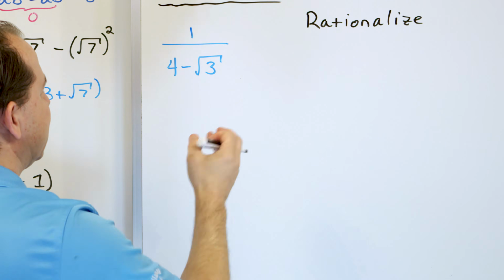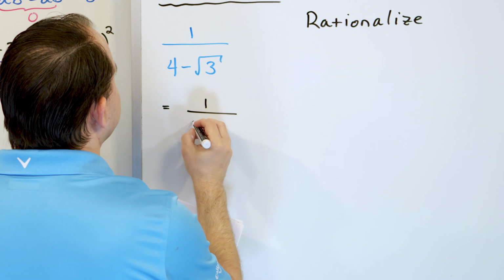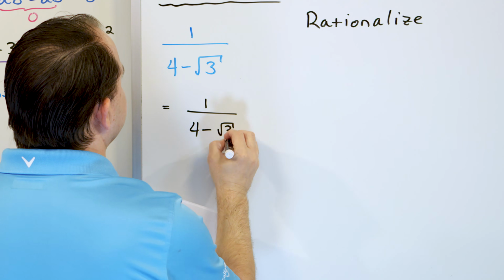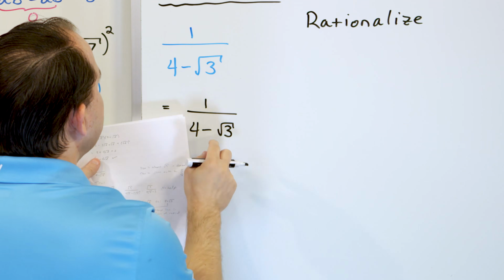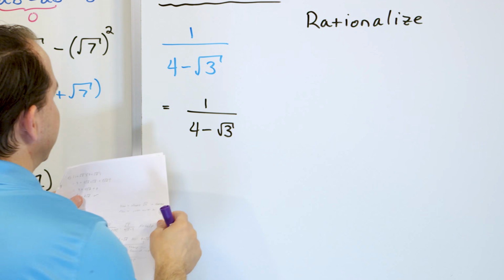So we did rationalize denominators in the past, and the way we did it before was the following. 1 over 4 minus the square root of 3. If the problem were just 1 over the square root of 3 like this, how would we handle it? We've actually done that in the previous lessons.